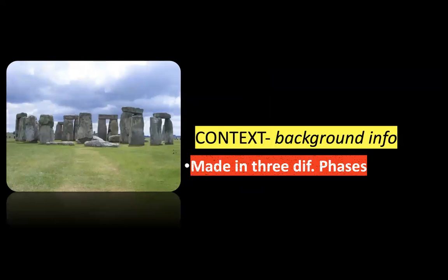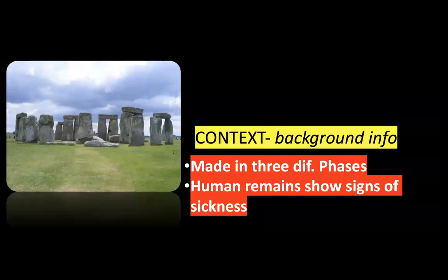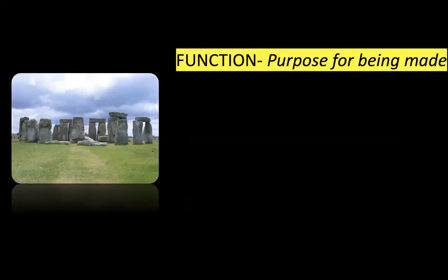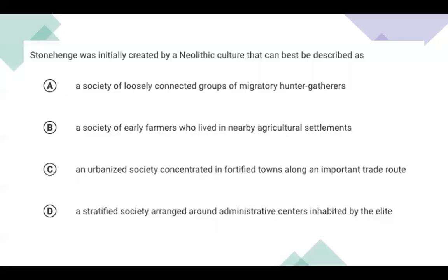There's beliefs. It was made in 3 different phases. There are some human remains that show signs of sickness and injury. So there's blue stones that they believe had healing powers. This would have been a pilgrimage site for the sick. It's also a sort of calendar that marks the rising of the sun on the summer solstice. So when it's the summer solstice, it goes perfectly through one of the henges.